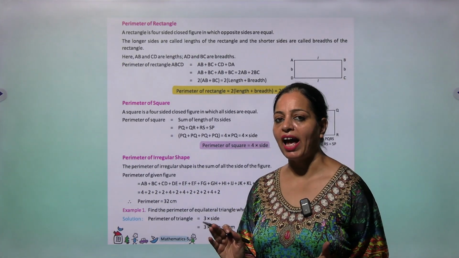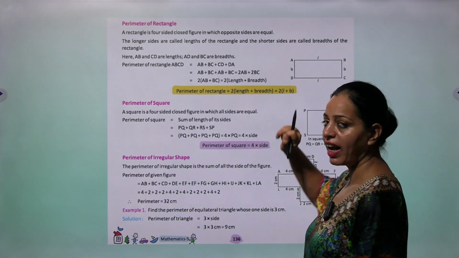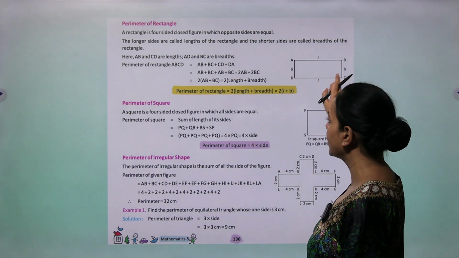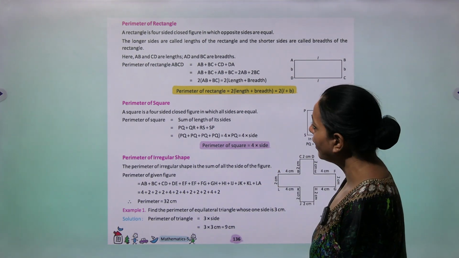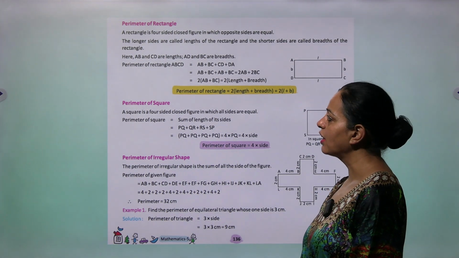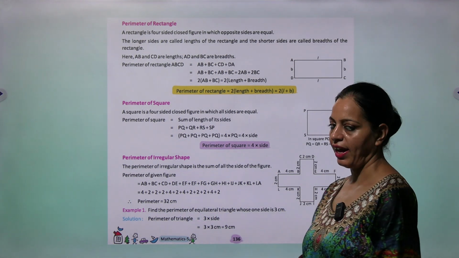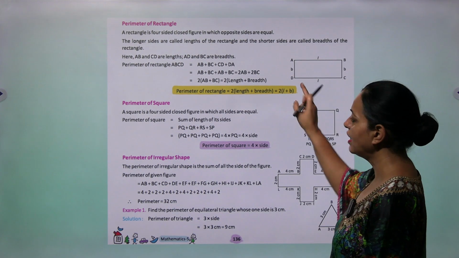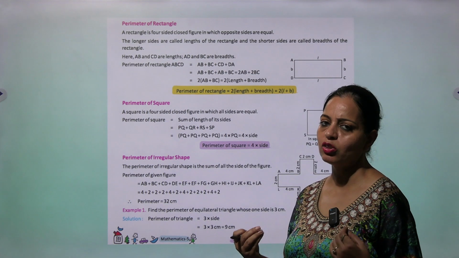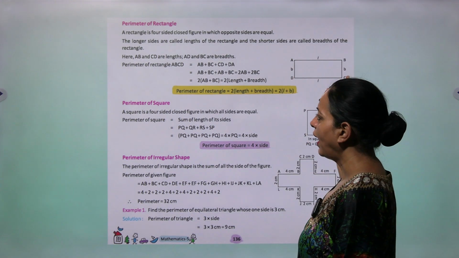Now perimeter of a rectangle. You know a rectangle. A rectangle has 4 sides. The longer is said to be the length and the shorter is said to be the breadth. A rectangle is a 4-sided closed figure in which opposite sides are equal. The longer sides are called the length of the rectangle and the shorter sides are called the breadth. So we can see AB and CD are equal, so let it be L, L, you can take anything. So we are assuming L, L, and AD and BC are breadth, so B and B.